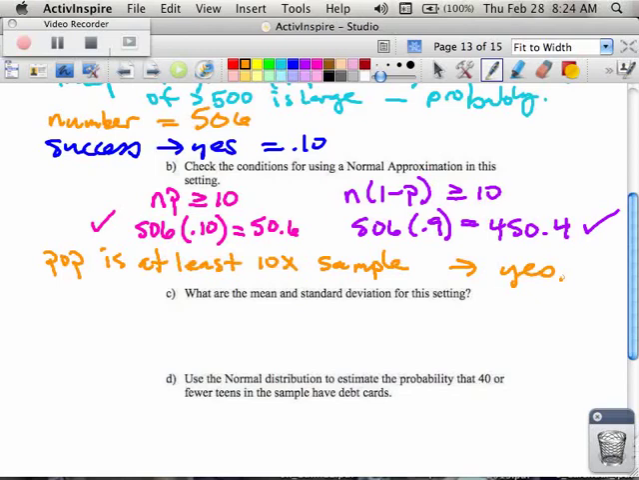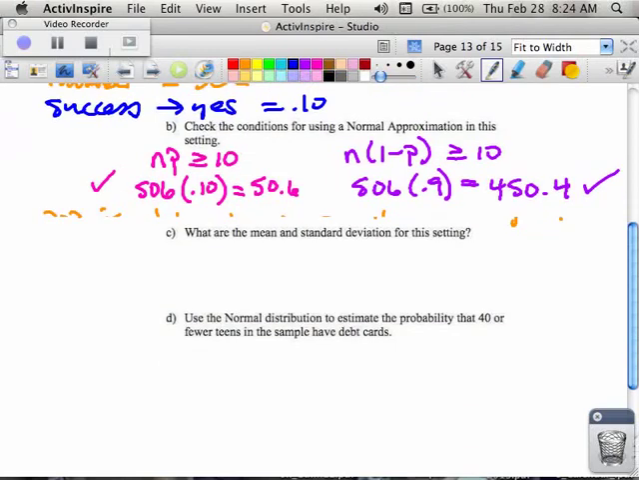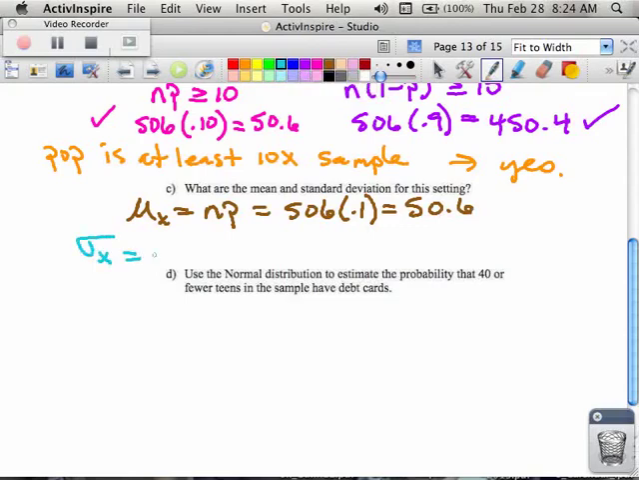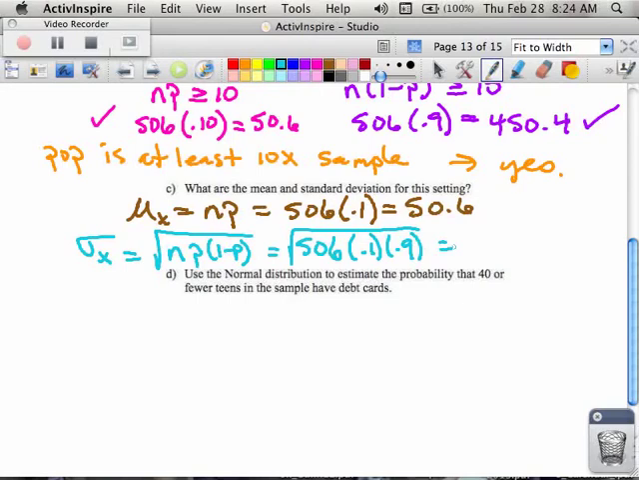How about the mean and the standard deviation? If I'm calculating these down below here, my mean is np. So I think we already did that, right? We did 506 times 0.1, which is 50.6. And my standard deviation was the square root of n times p times 1 minus p. Or in other words, the square root of 506 times 0.1 times 0.9. And my sources say 6.75.